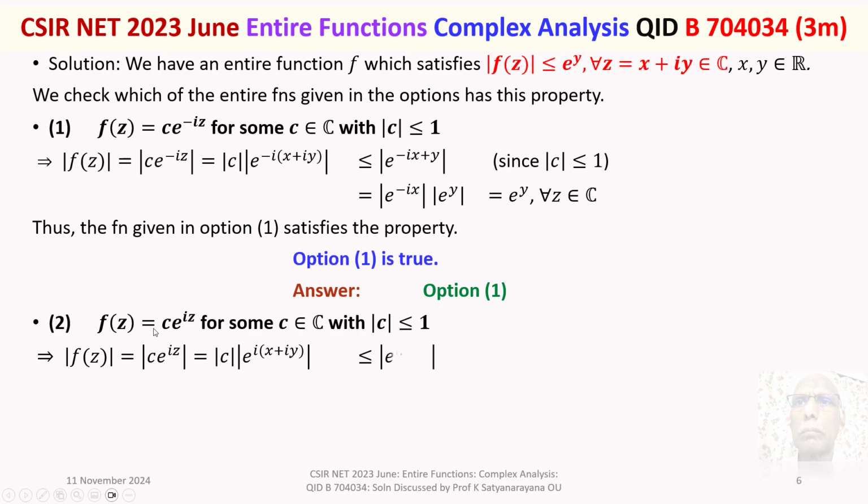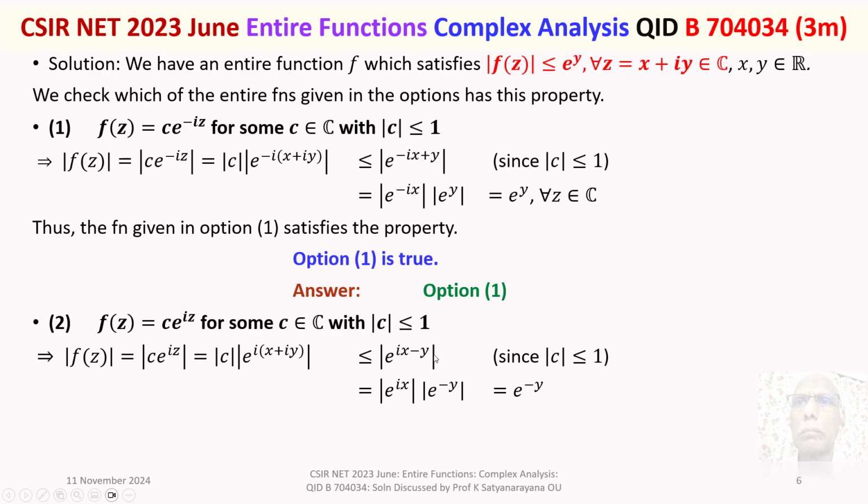Mod of f(z) is equal to mod of c e to the power of iz, which is equal to mod c into mod of e to the power of i(x + iy). Mod c is given to be less than or equal to 1, so this is less than or equal to mod of e to the power of (ix − y), that is equal to mod of e to the power of ix into mod of e to the power of −y, and mod of e to the power of ix is 1, and this comes out to be e to the power of −y.